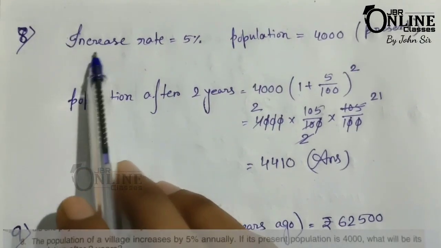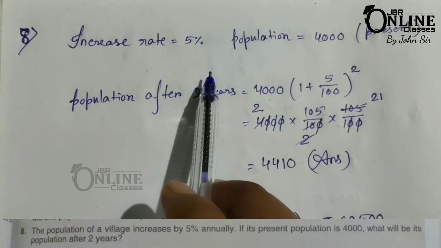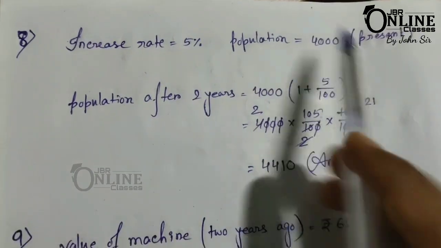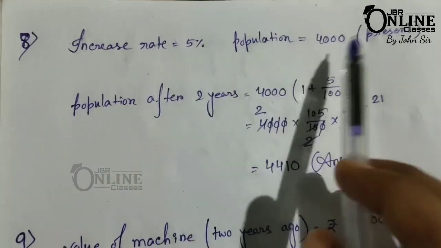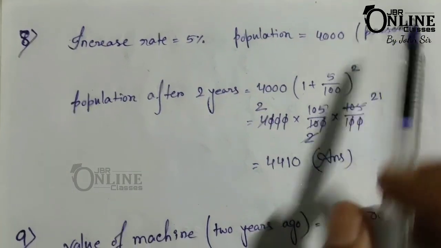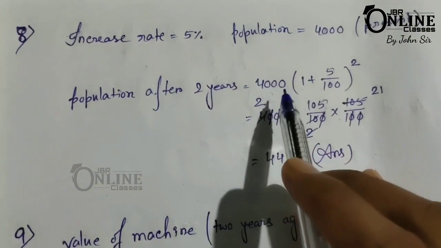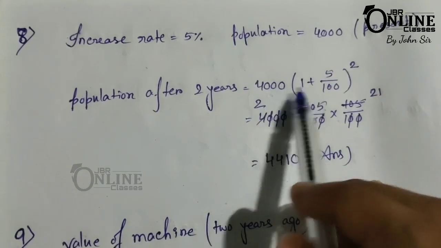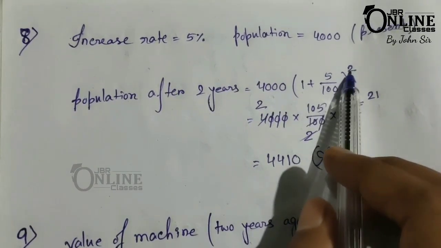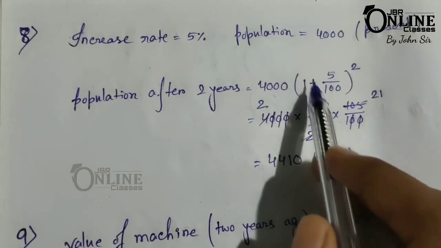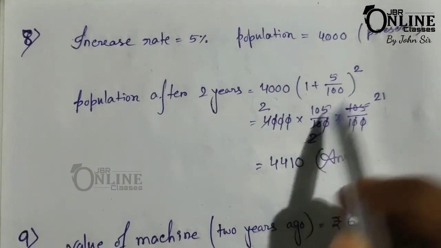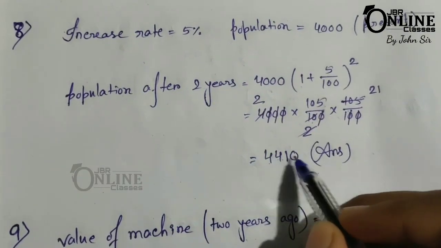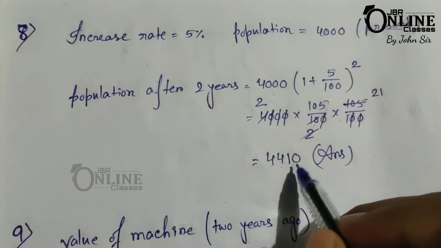In sum number 8, the population of a village increases by 5% annually. If the present population is 4,000, what will be the population after 2 years? So here increase rate equal to 5% and population equal to 4,000 at present. So population after 2 years. So here we can apply the formula of the amount of compound interest. So here 4,000 into 1 plus r by 100 whole square, which means 105 by 100 whole square. So right here 2 times. Okay, so finally you will get 4410. So 4410 is the population after 2 years.